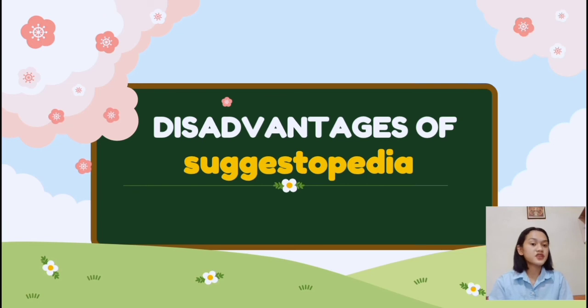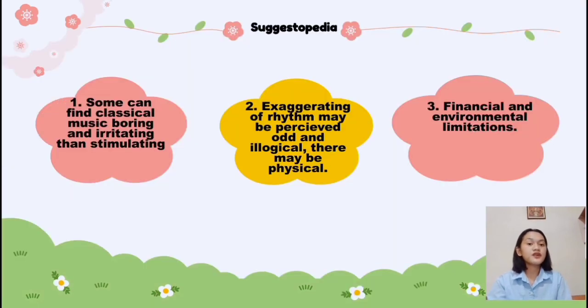Disadvantages of Suggestopedia. There are 3 disadvantages of the Suggestopedia teaching method. First, some can find classical music boring and irritating rather than stimulating. Second, exaggerating the rhythm may be perceived as odd and illogical. Third, there may be physical, financial and environmental limitations.